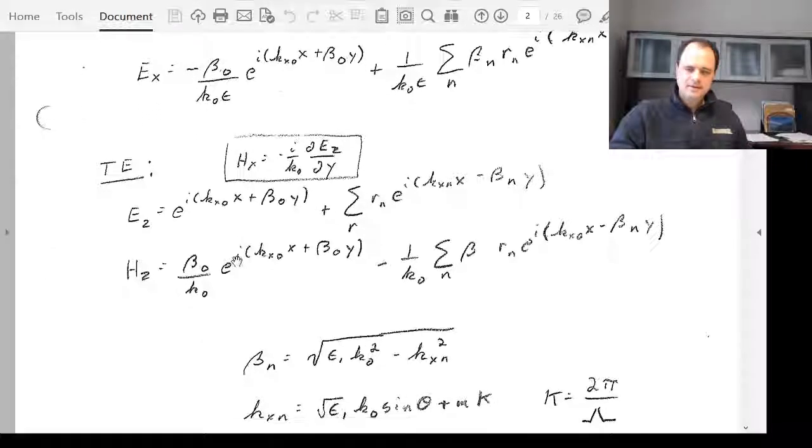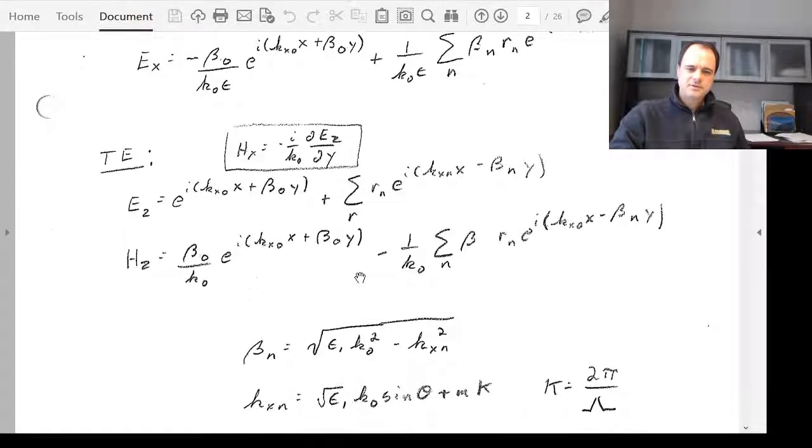For the TE, we assume that we have a unit amplitude E sub Z beam coming down. Again, light is scattered upwards, and we use this relation from Maxwell's equations to get H sub X in terms of your E sub Z. You put this whole thing into this right here, take the partial with respect to y, multiply by a few constants, and this is what you get for H sub X.